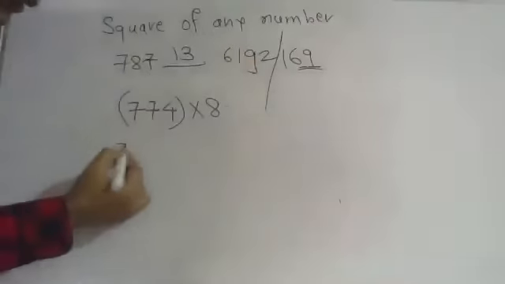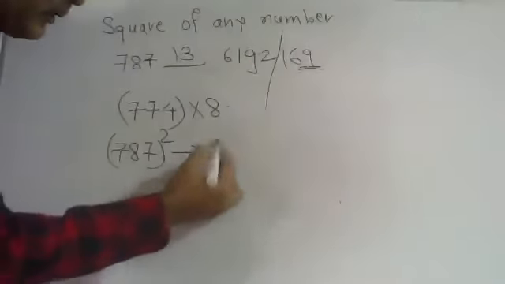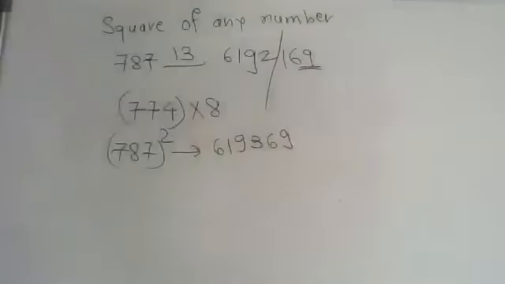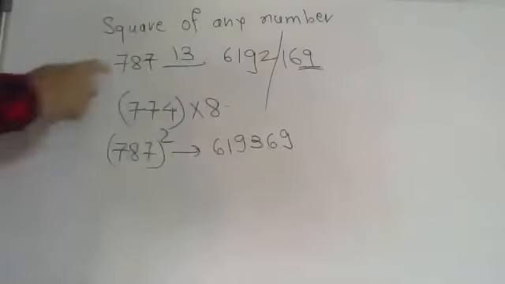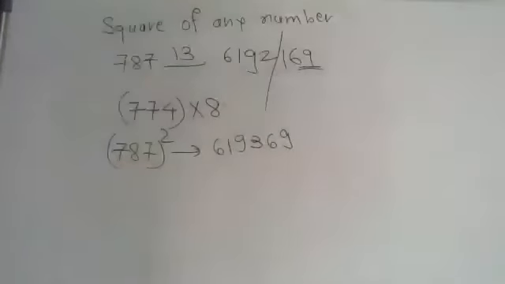So this 787 square is 619369. Check your answer. 787 is 13 places away from 800. So we have taken the base, that is 800.